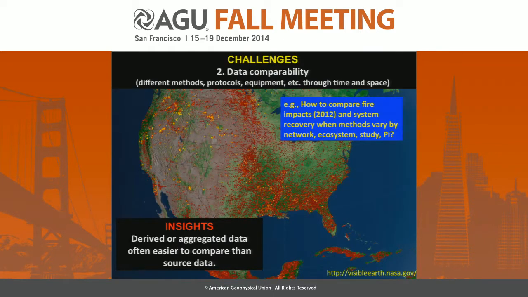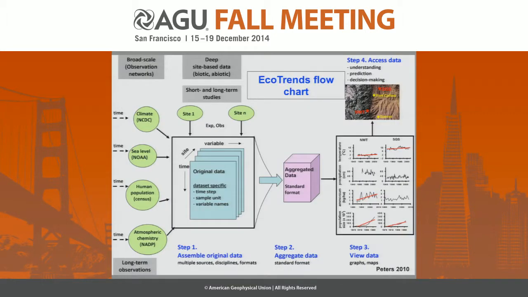Okay, another challenge is data comparability. This is very much, how do we compare fire impacts and system recovery when these methods change and they're very different from one site to another, one PI from another. The other speakers have covered this extensively, and I just mentioned we did this by looking at the derived or aggregated data. So here's our view of this.